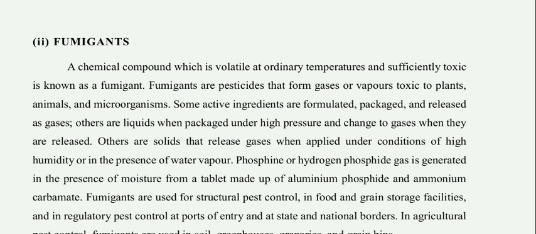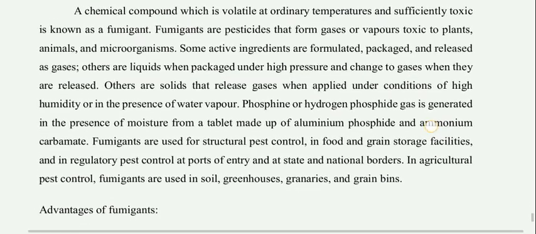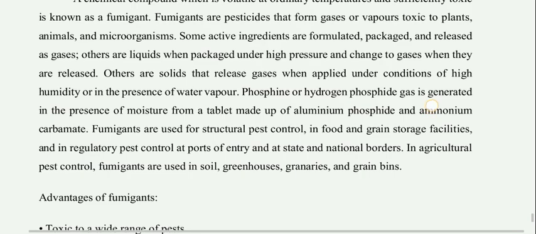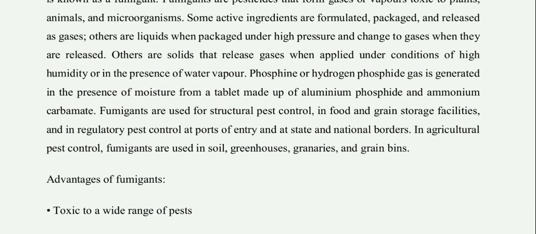And fumigants. A chemical compound which is volatile at ordinary temperature and sufficiently toxic is known as a fumigant. Fumigants are pesticides that form gases or vapors toxic to plants, animals, and microorganisms. Some active ingredients are formulated, packaged, and released as gases. Others are liquids packaged under high pressure and changed to gas when they are released. Others are solids and release gases when applied under conditions of high humidity or in presence of water vapor.